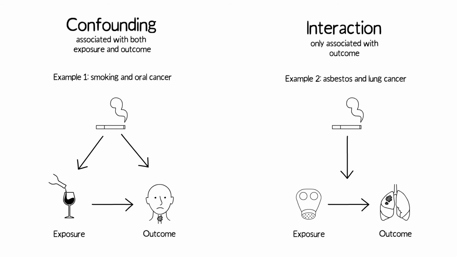Confounding can be neutralized, for instance by randomization, but interaction cannot. Interaction is in the biology of the mechanism, so it is always present.